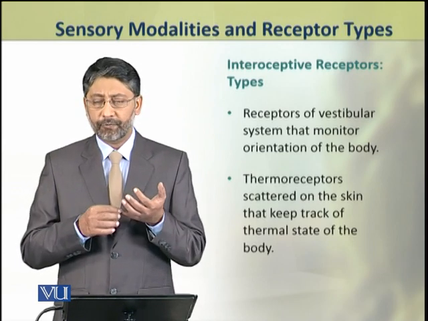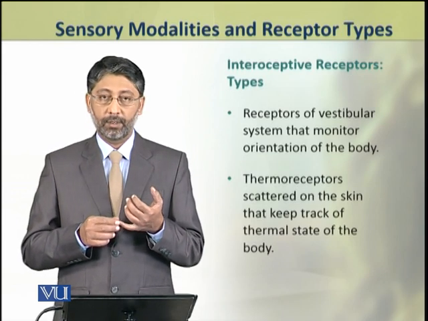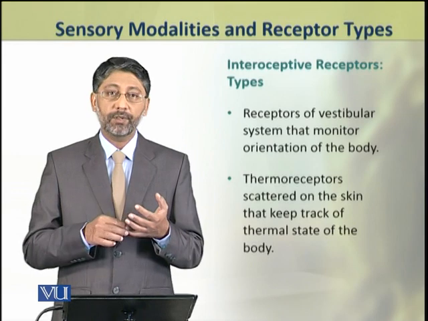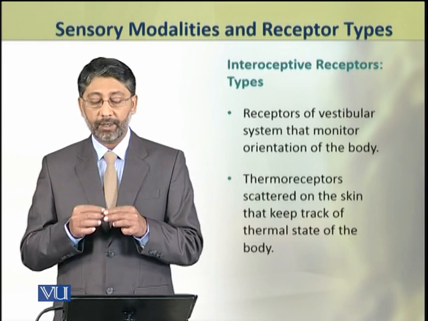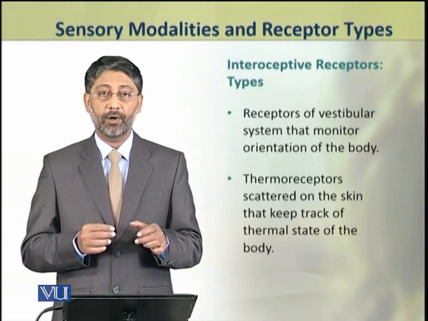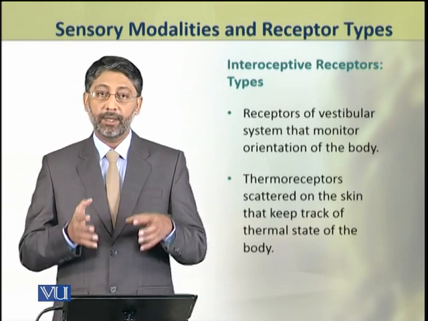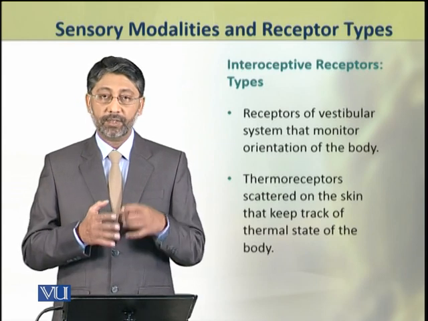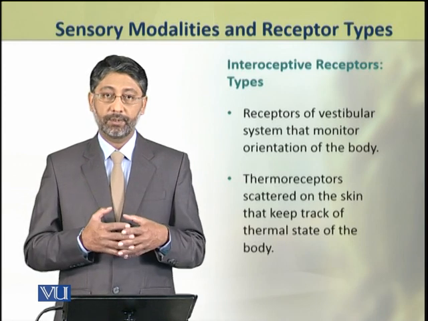The first example is of vestibular system. The receptors of vestibular system respond and monitor orientation of the body. Receptors in the vestibular system monitor the direction, angles and balance of the body. Thermoreceptors, second type.